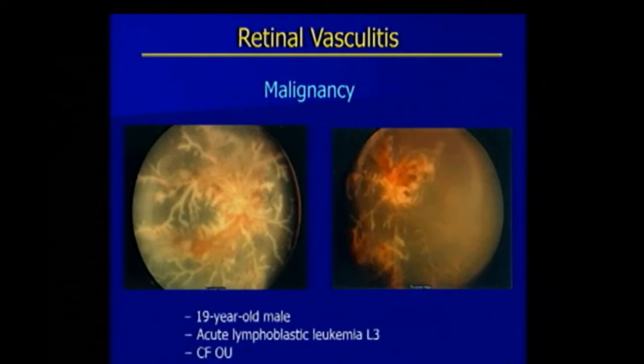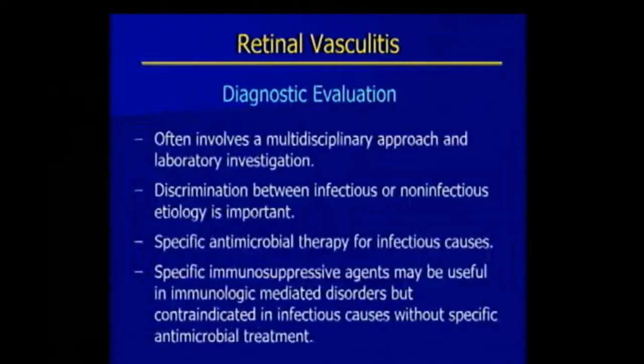Now, everyone in this room should know that malignancy can masquerade as retinal vasculitis. This is a patient who had acute lymphoblastic leukemia. Do you think this picture is similar to that of frosted branch angiitis? It's very similar. But here, the sheathing is caused by malignant cells. So the patient has acute lymphoblastic leukemia. So always you have to rule out malignancy when you see such a picture.